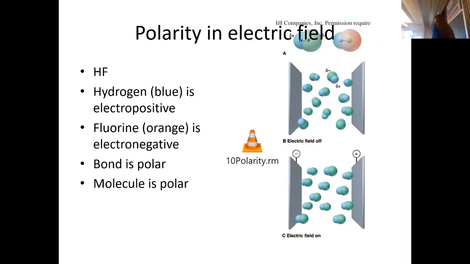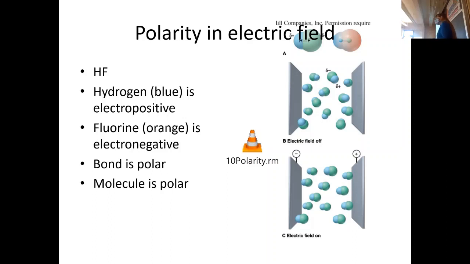Now we know that the bond between hydrogen and fluorine is polar because, A, they're different atoms, right? They're different elements, so it's going to be a polar bond, but also because fluorine tends to be very polar no matter what it's bonded to. And since there's only the two atoms, this has to be a polar molecule.